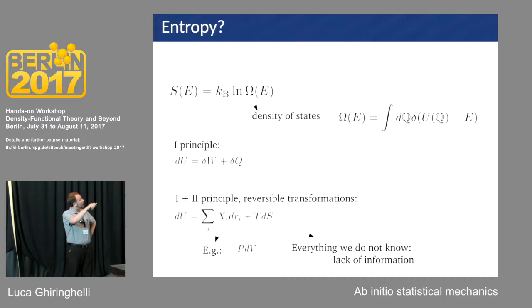Now, suppose that you can control all the degrees of freedom. Entropy disappears. Because basically you have put something on each degree of freedom, and then this sum is dU. So if you control all the degrees of freedom, there is no entropy. So the entropy is the measure, in a way, of the lack of information that we have on the system, because there are some degrees of freedom that we are not interested in, we are not controlling, and everything goes into the entropy.